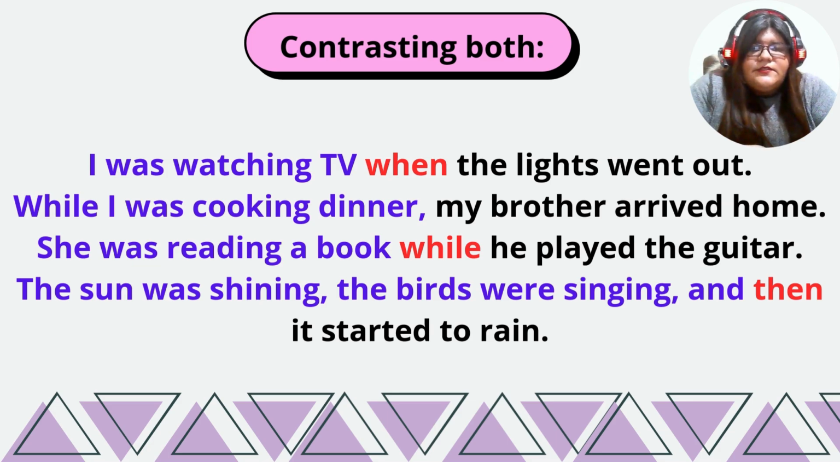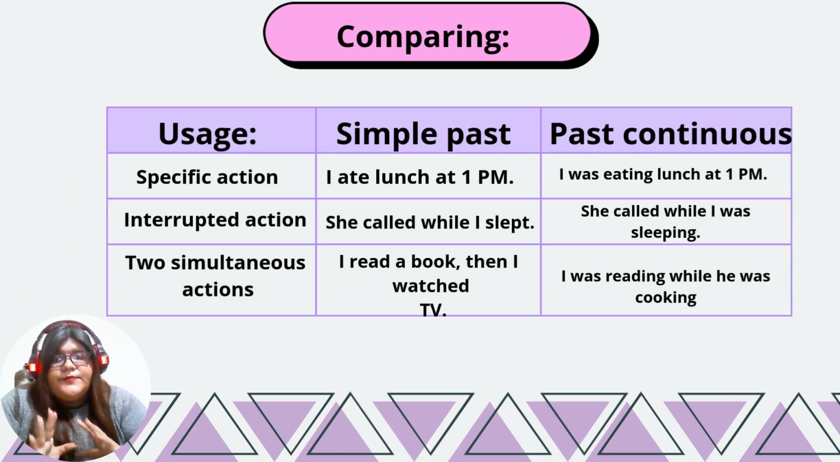While I was cooking dinner, my brother arrived home. She was reading a book while he played the guitar. The sun was shining, the birds were singing, and then it started to rain. If you see here, it is possible to combine the two tenses, but it depends on the context. It's not always, and this only happens in the past continuous. So be careful with that. Now let's make comparisons between them for you to have a better idea how this works.